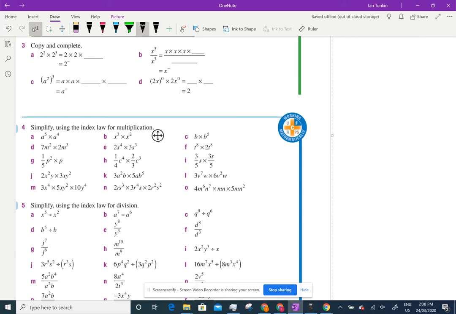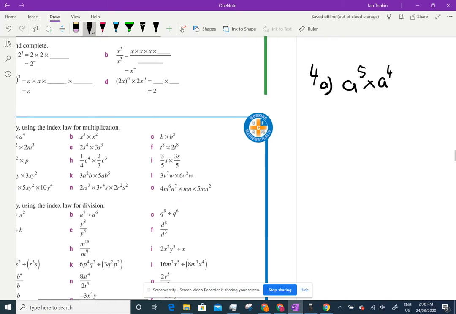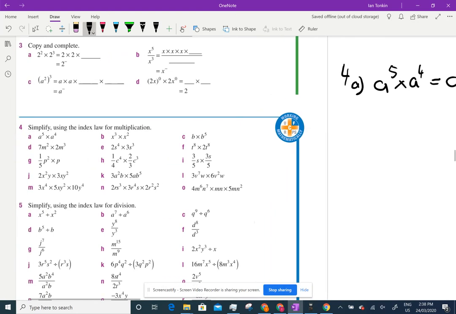So here we go. I'm going to do 4A. You should be working along on the other one. So 4A, I'm doing the first column. You're doing the last column. A to the 5 times A to the 4. Oh, our first rule, add the powers, got the same base. A to the 9. It's too easy, Mr. Tonkin. Yeah.